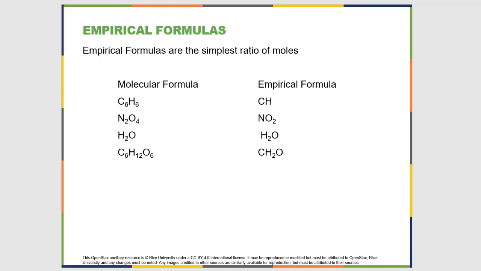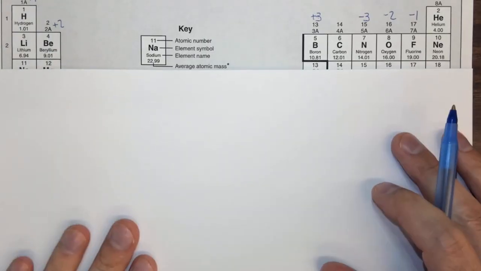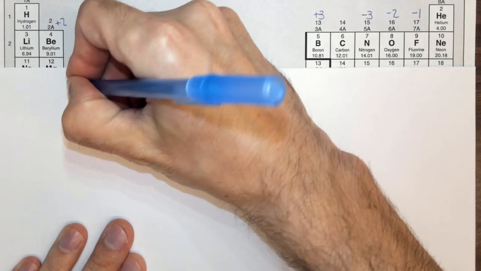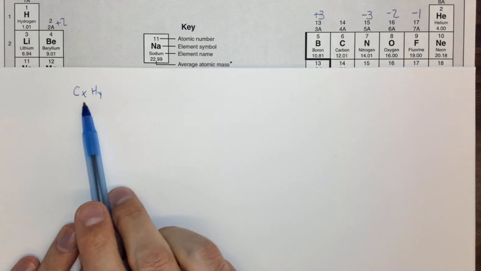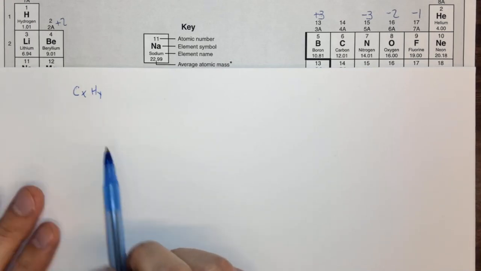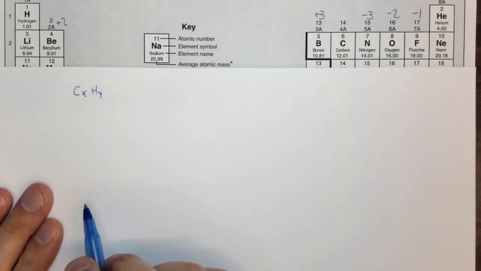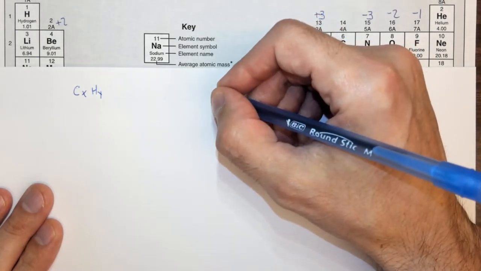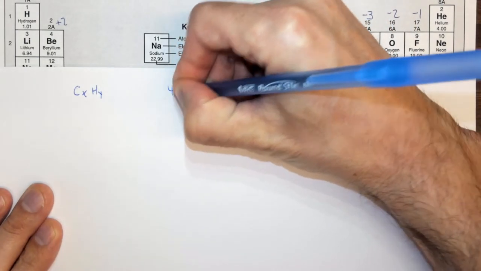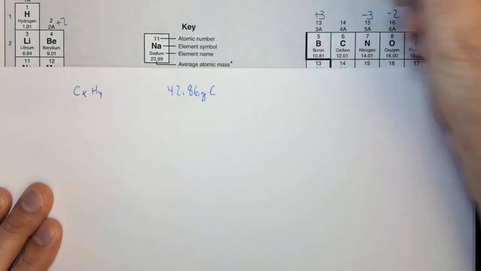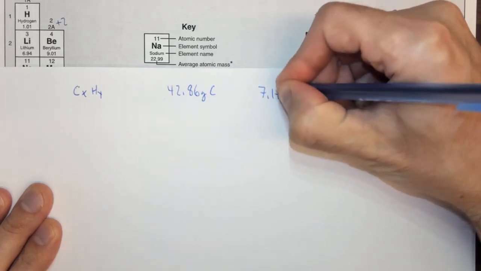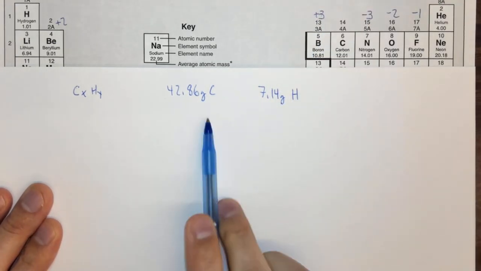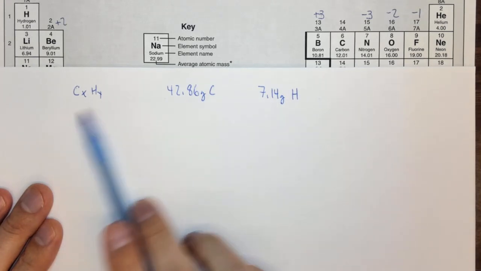And again, some of this information is on the slides, but I want to switch over and do it on paper. So let's assume that we have a compound that is CxHy. So it only contains carbon and hydrogen, but we don't know the ratio of x and y. But we do know a little bit of information about this compound. We know that if we decompose it, we get 42.86 grams of carbon, and we get 7.14 grams of hydrogen.